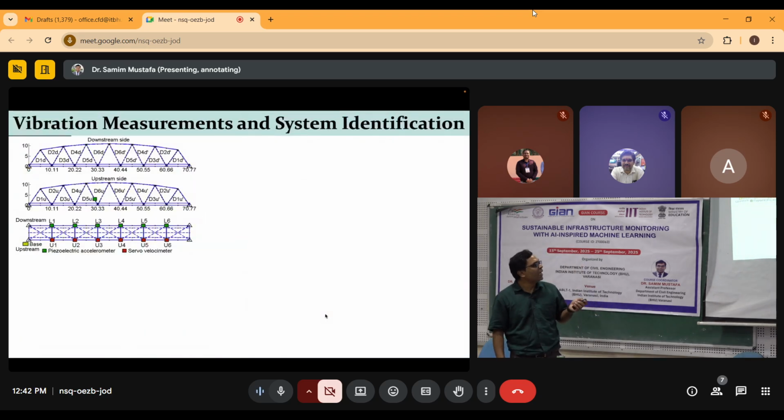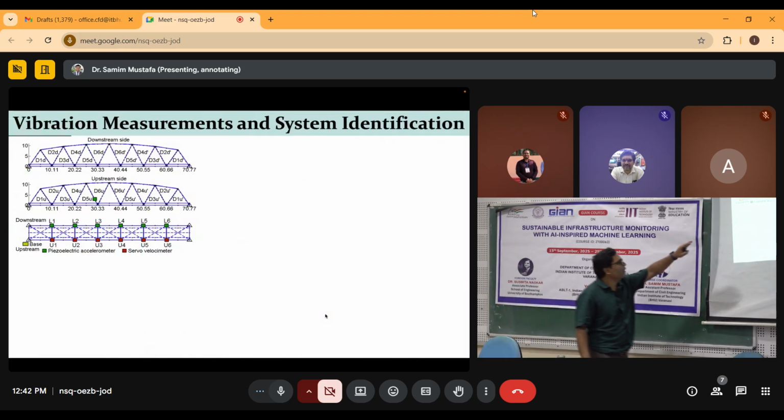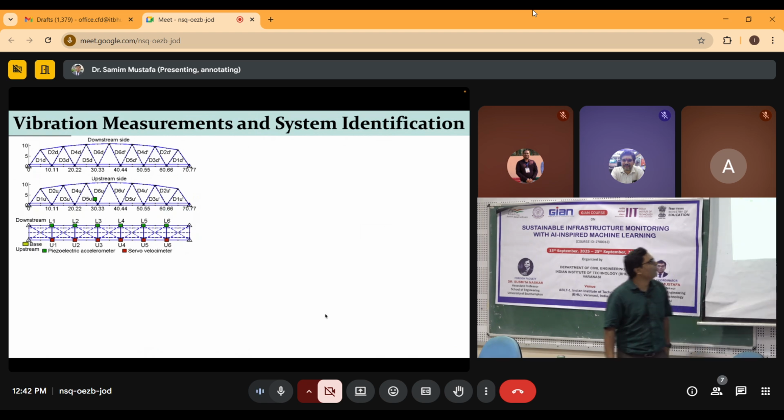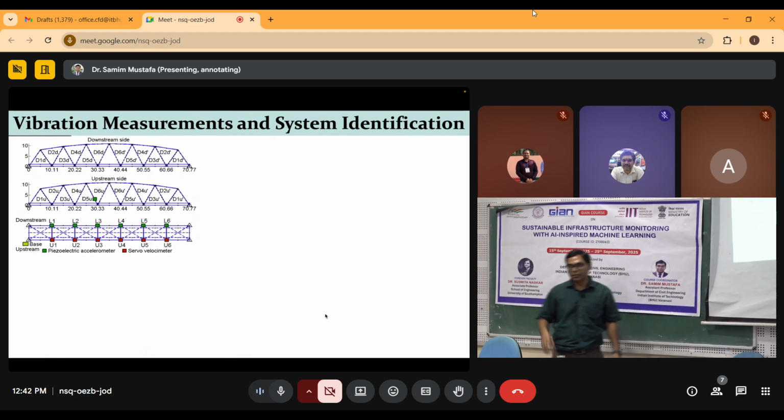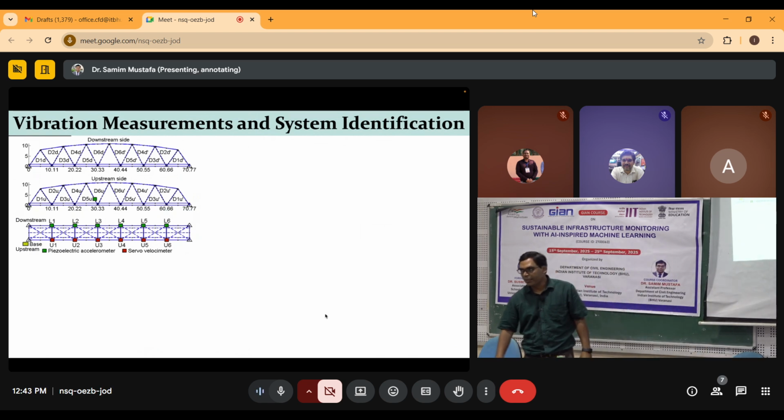We carried out measurements with accelerometers on the deck level, because we want to identify the global mode shape, not local. There was also another sensor at a local diagonal, which was a tension diagonal member for this type of bridge.